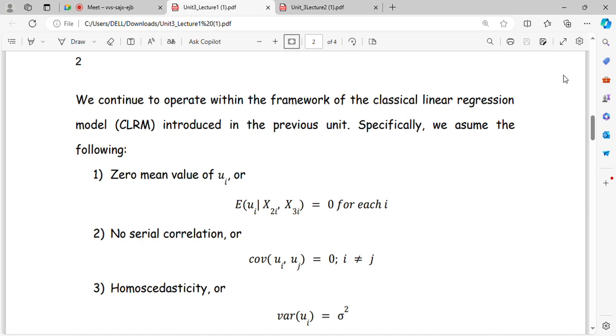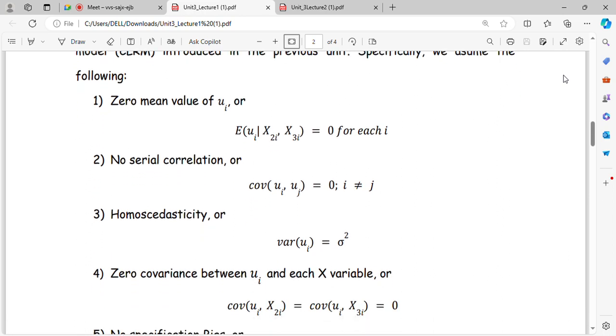We are assuming this to get the multiple linear regression model in a more simplistic way. However, we will try to reduce these assumptions. We will try to relax these assumptions in the future classes. So first of all, we are assuming that there is no serial correlation or no autocorrelation between the error terms in the ith and jth observation.